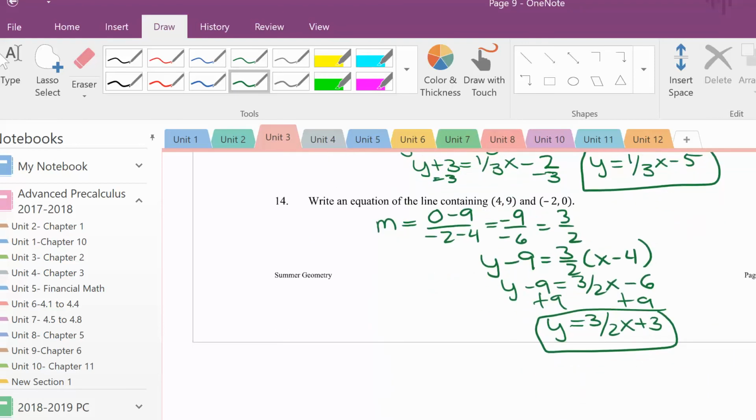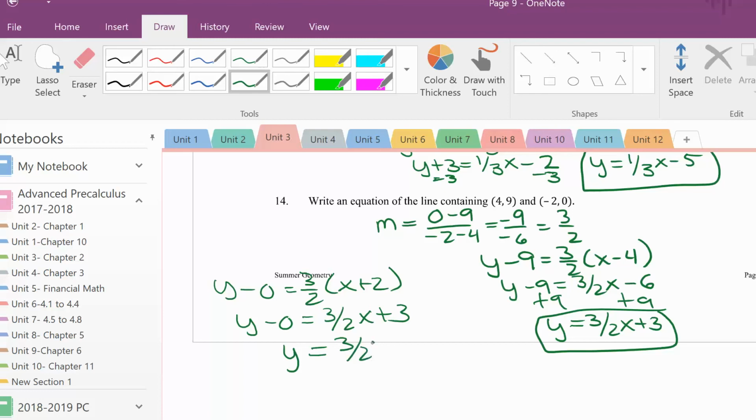And then for the last one, first you have to find the slope. So you find the slope as 3/2, and then you can use either point. I chose the first one. So it's y minus 9 equals 3/2 times x minus 4. But let's say I chose the second one and went y minus 0 equals 3/2 times x plus 2. You get y minus 0 equals 3/2 x plus 3. And then when you add 0, you still get 3/2 x plus 3. So either way, you end up with the same thing.